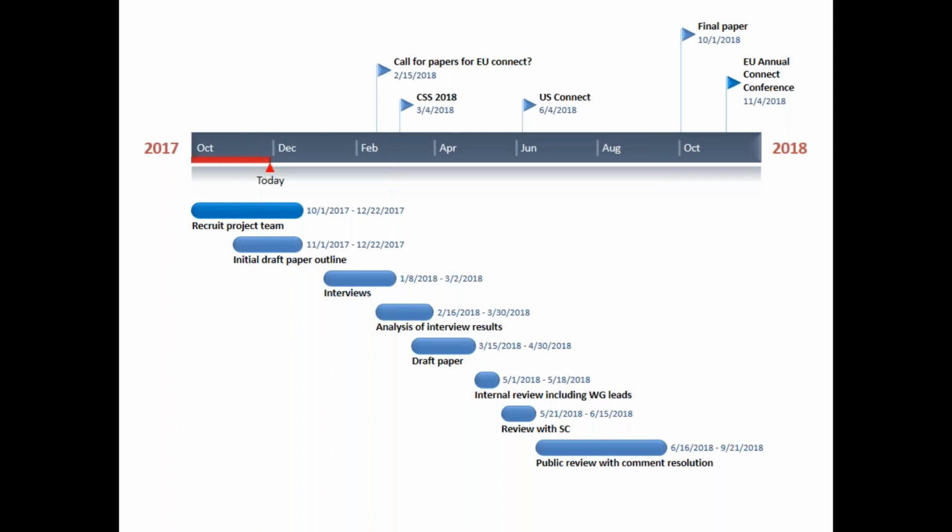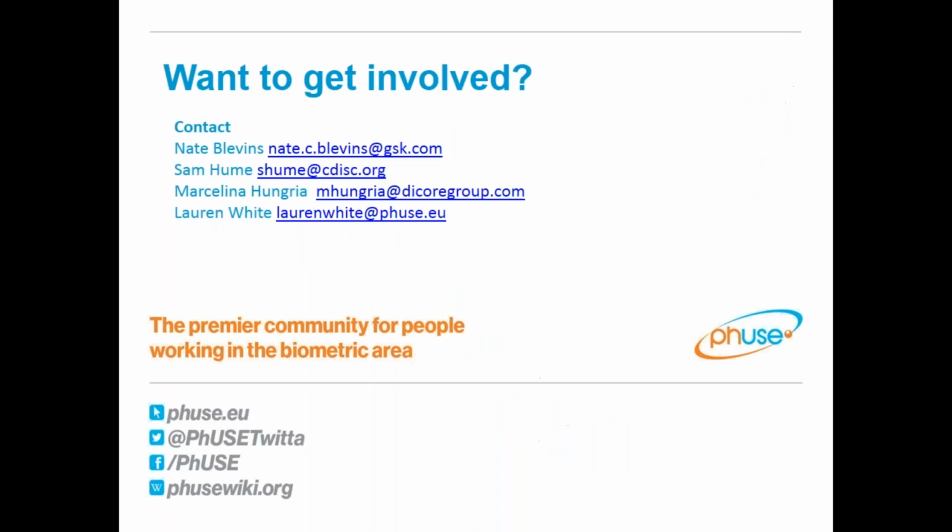And then once we complete the interviews, which we'll look to do in the first quarter of next year, we'll analyze those results and get those into a draft paper. Once we have a draft paper finished, we'll do an internal review, which will include our work group leads, with the goal of getting that to the steering committee in time for a public review and comment resolution prior to producing a final paper that we target for the EU Annual Connect Conference. So that's really just a summary of this new project, ODM for submissions, and a little bit about the timeline and where we're at now.